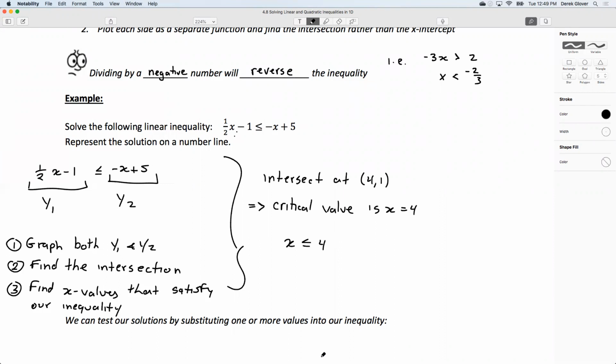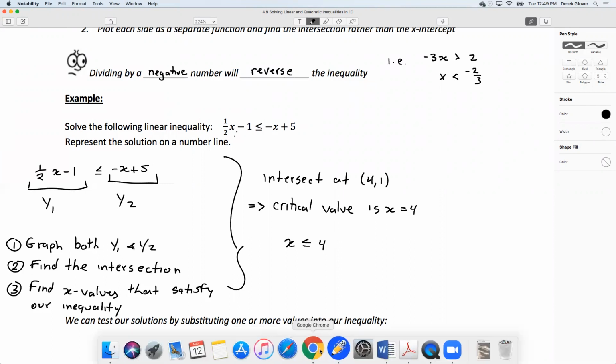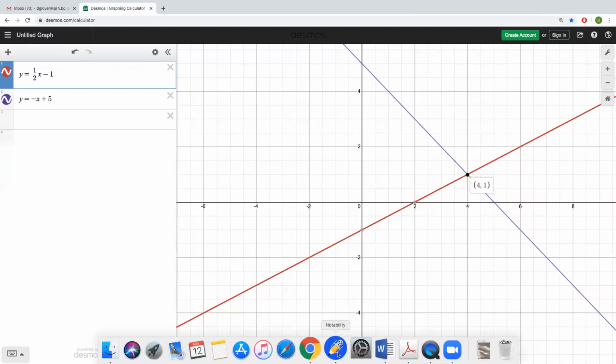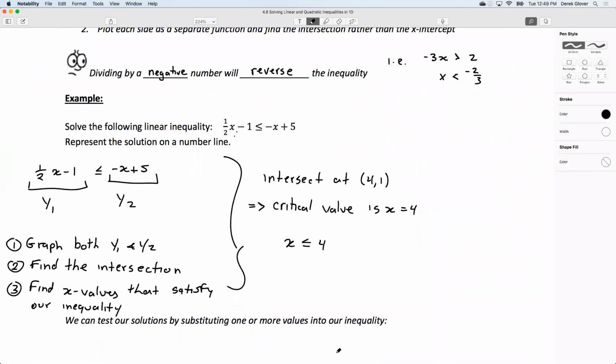Because if you go back to our graph, any x value that's below 4 makes this function less than the other function. That's what we're trying to do. So we go back to here. We want to answer this on a number line. So we draw the number line, put 0 in the middle, and we put 4 over here. So our answer is going to include 4 because it's less than or equal to. And our number line looks like this.